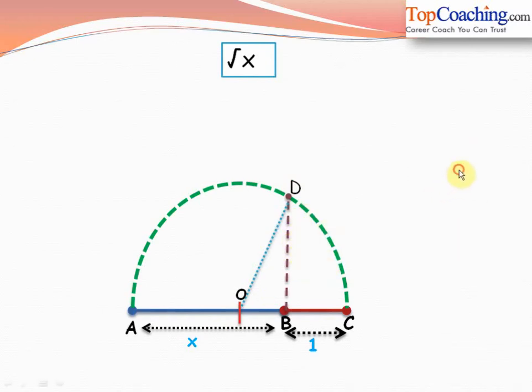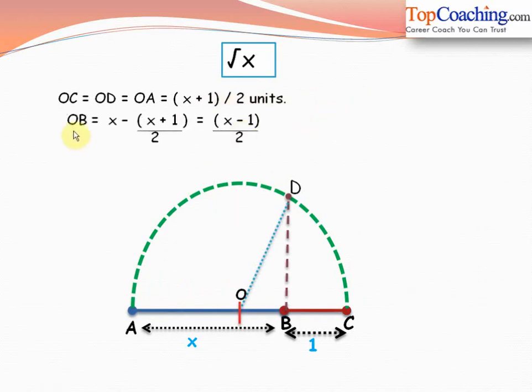But how? Let's see. OC is equal to OD is equal to OA because all of them are equal to the radius of this arc, and this would be equal to (x+1)/2. Why? Because this entire length AC is equal to x plus 1, and O being the midpoint, AO would be equal to OC would be equal to (x+1)/2. Therefore, the length of the radius of this arc is equal to (x+1)/2.